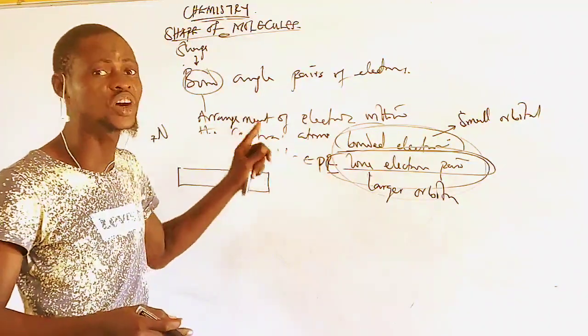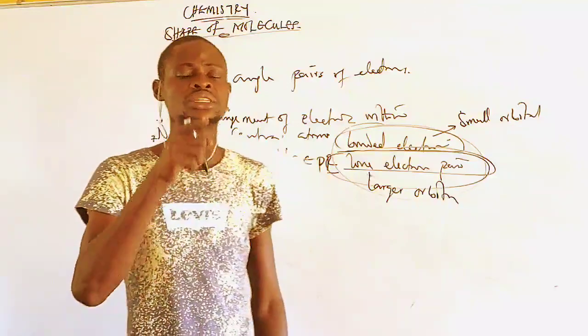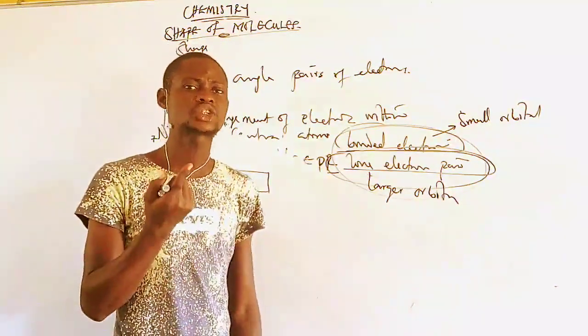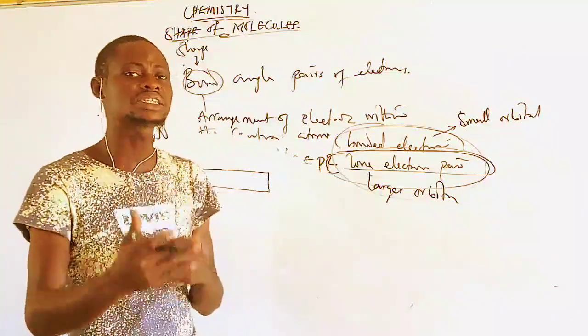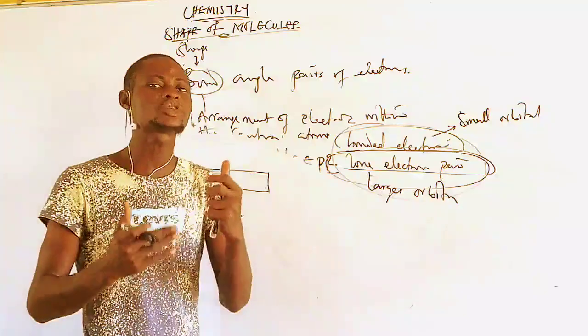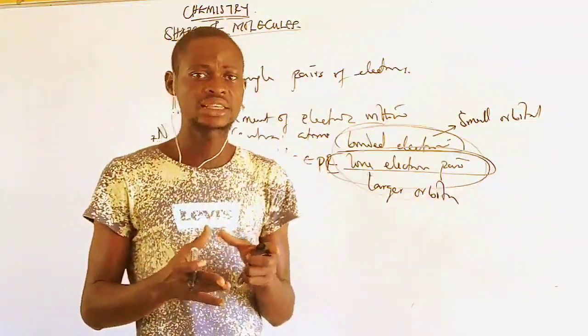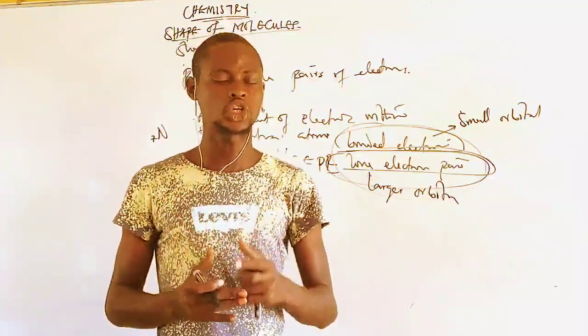Only the electrons found in the what? Valence shell. It simply means the electrons found in the valence shell determine the shape of the molecule. Why? Because these electrons are farther away from the nucleus, and because of the distance, they tend to repel each other. So the pairs of electrons found in that shell tend to what? Repel each other. Are you getting?